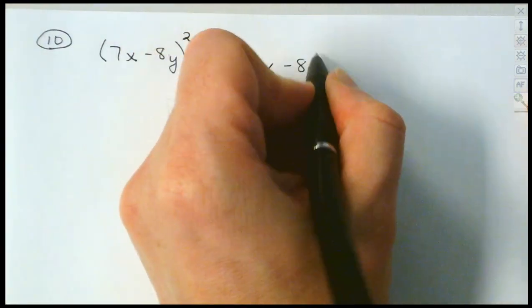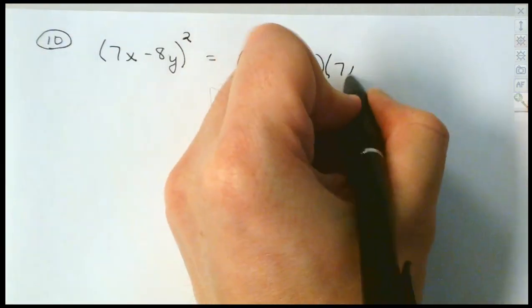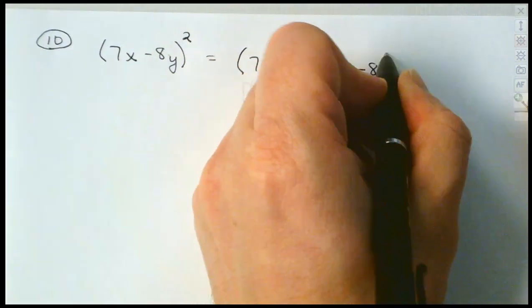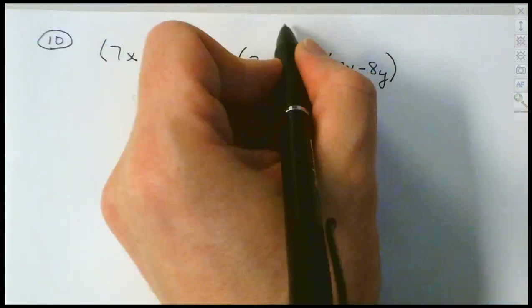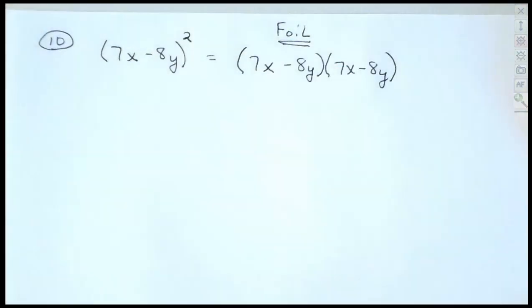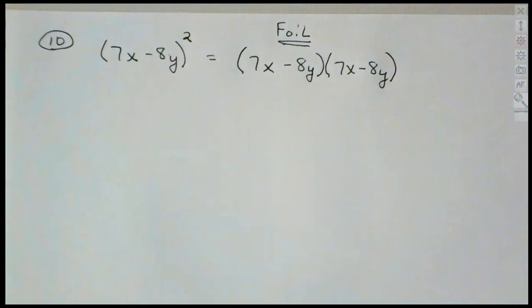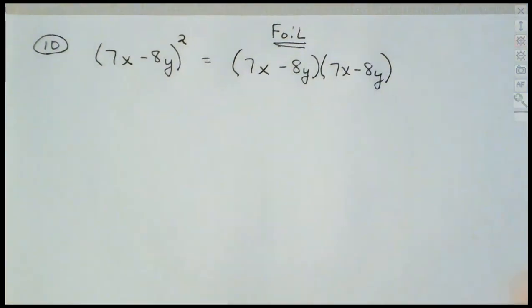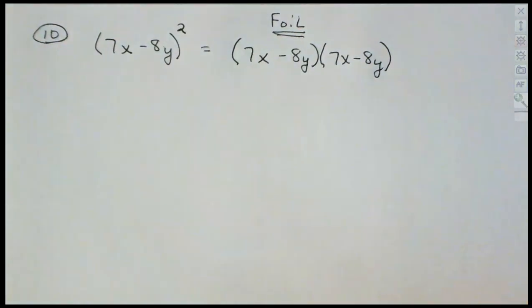Okay, so write it out twice, because square means you've got 2 of them. So write it out twice. And now what did we cover just a moment ago? Well, just a moment ago, right, we talked about foiling. So when it's squared like this, you write it out twice, and then you apply the FOIL method.